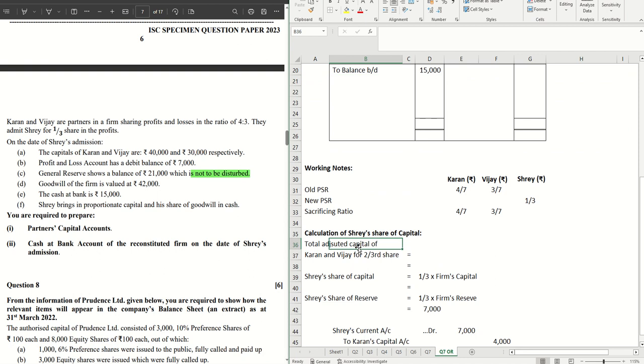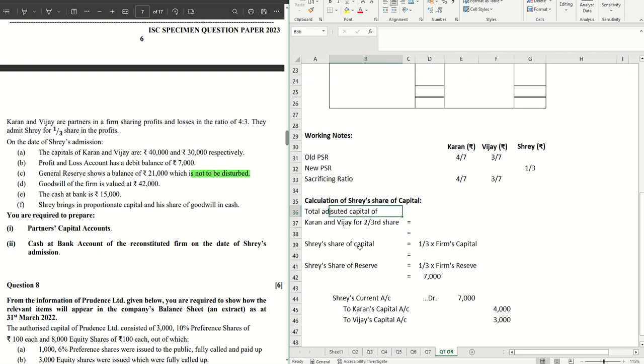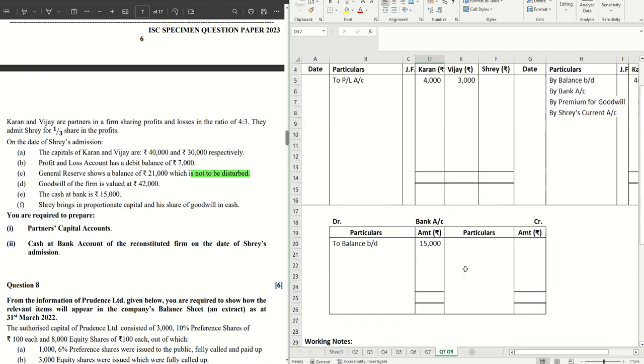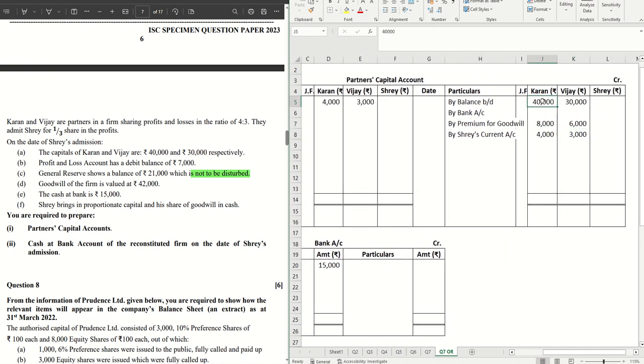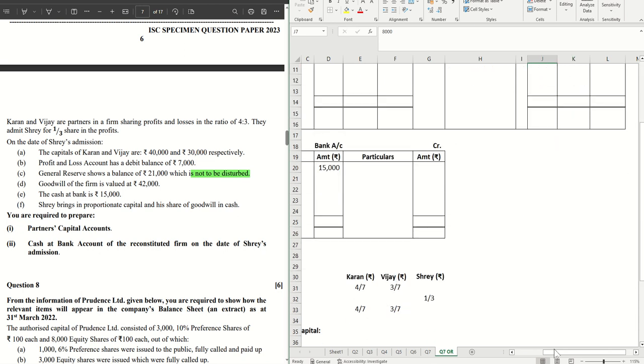So coming to the working notes, total adjusted capital of Karan and Vijay for 2/3 share is how much? What all do we have? If we see here, we have 40,000 and 30,000. Then we have premium for goodwill and Shrey's current account, and here we have a debit which will be subtracted. So if you add these two and subtract, how much do you get? You get 48,000 here and you get 36,000 here. Okay, so let's do that.